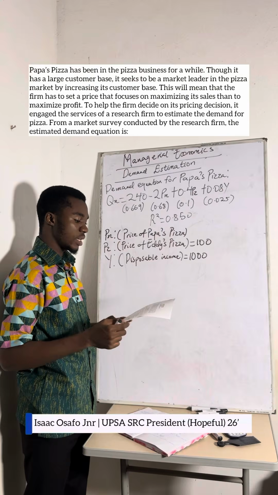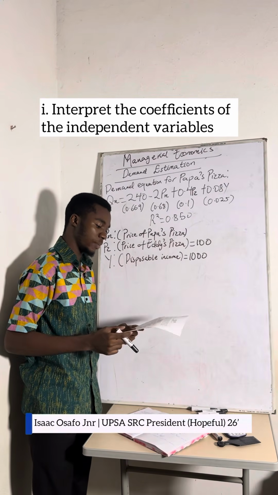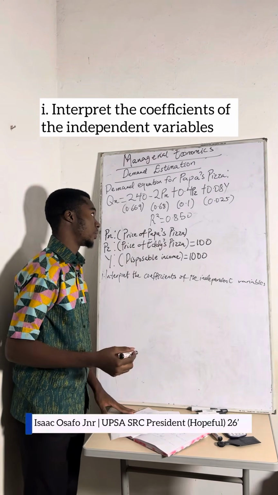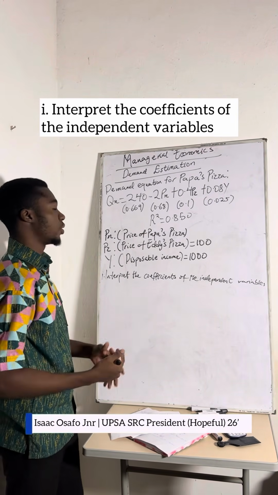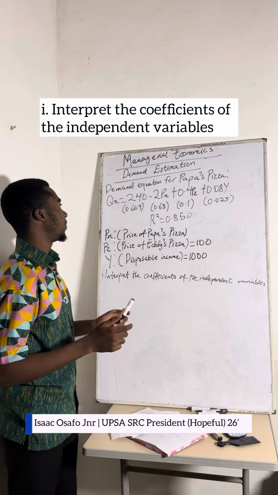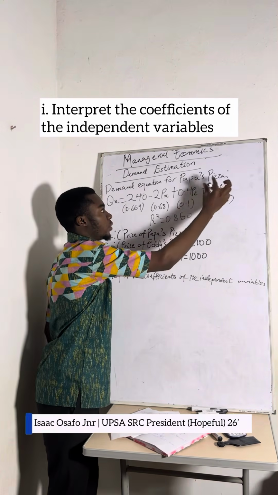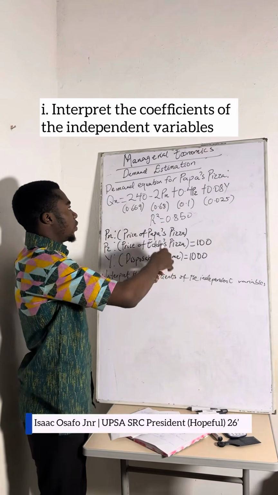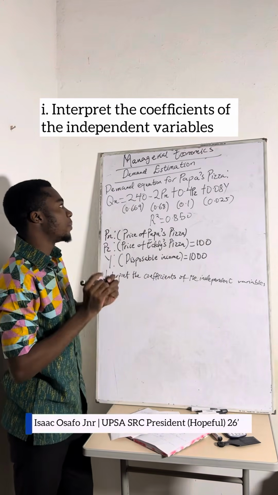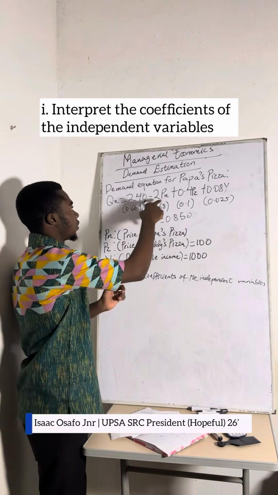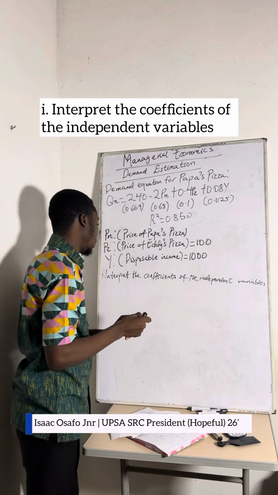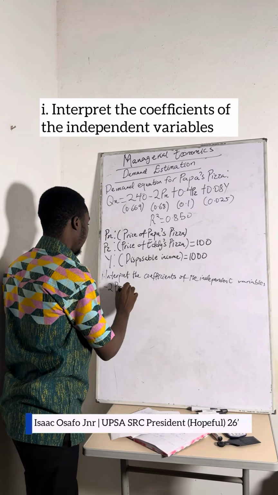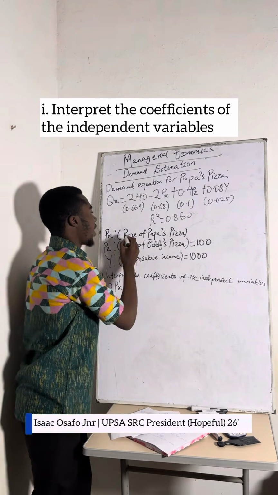For part I, we are asked to interpret the coefficients of the independent variables. In the previous video, I explained this, but I'm going to explain it again. For the independent variables, you look at all the variables in the question. Do you get it? So you have Px, Pz, and Y, the ones after the equal to sign. Then look at the numbers that are attached to them. So let's start with Px. The number attached to it is -2. So we are starting with the first one, which is -2Px. And they told you that Px was the price of Papa's Pizza.